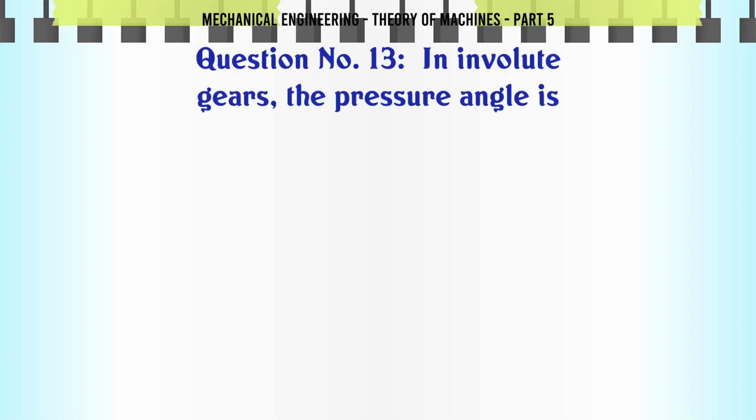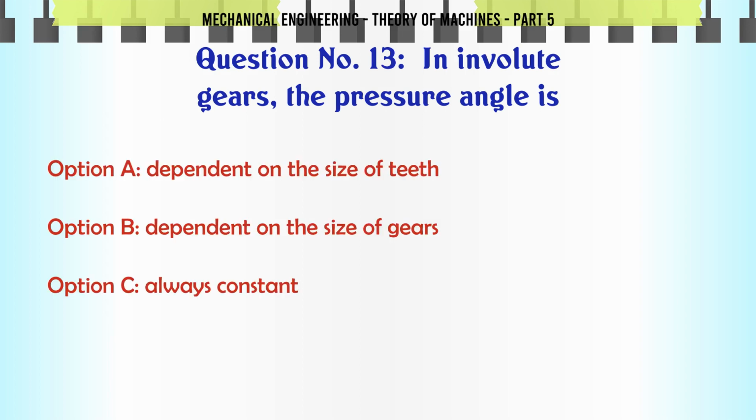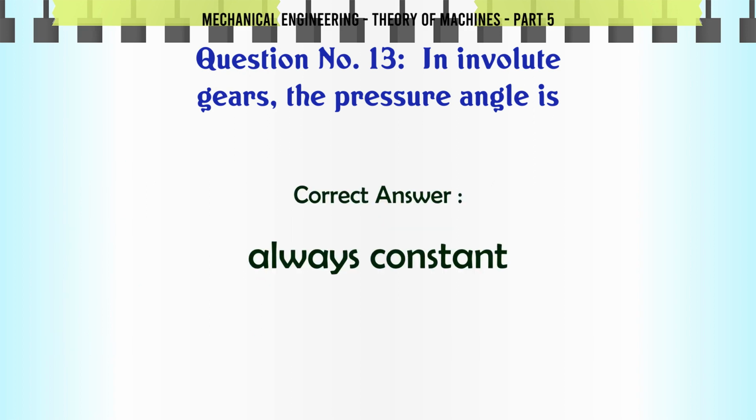In involute gears, the pressure angle is A. Dependent on the size of teeth. B. Dependent on the size of gears. C. Always constant. D. Always variable. The correct answer is always constant.